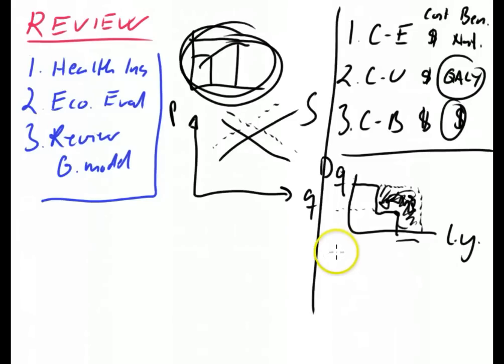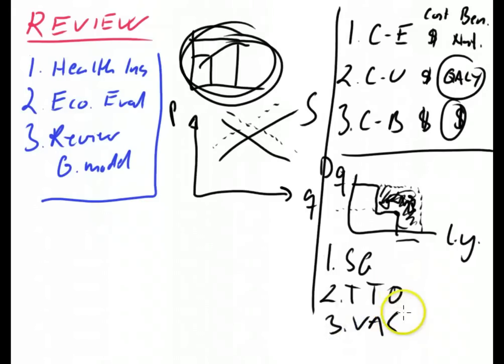video. They are called the standard gamble, time trade-off, and visual analog scale. They've been explained in a different video, and I'll link to that.